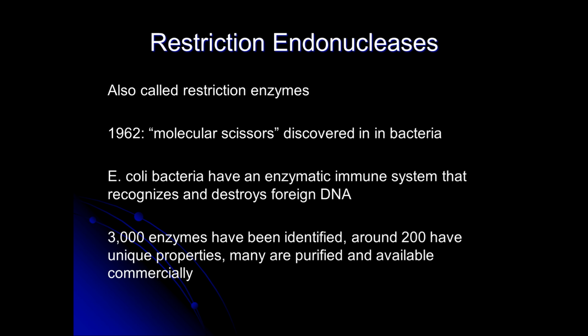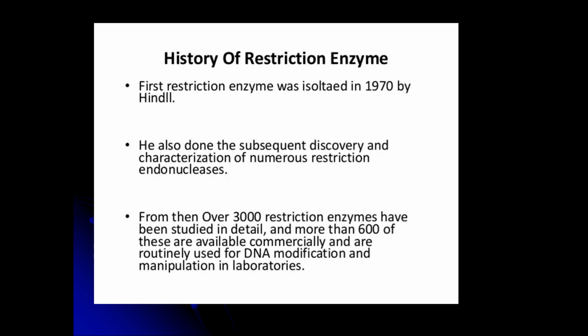Bacteria have an enzymatic immune system that recognizes and destroys foreign DNA. 3,000 enzymes have been identified. Around 200 have unique properties. Many are purified and available commercially. Actually, restriction enzymes are of two types: one is exonucleases and one is endonucleases. But the enzyme mainly used in molecular biology is restriction endonuclease. So restriction endonuclease is known as restriction enzyme, and restriction enzyme is known as restriction endonuclease.